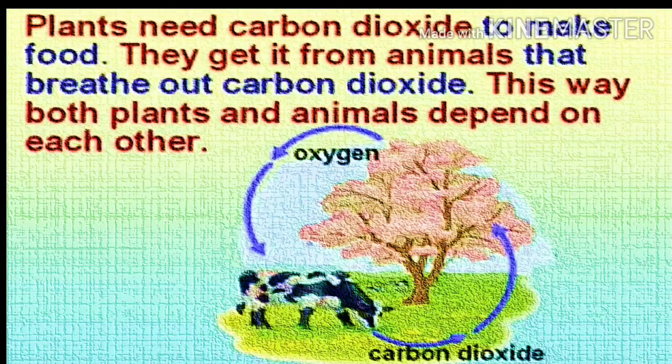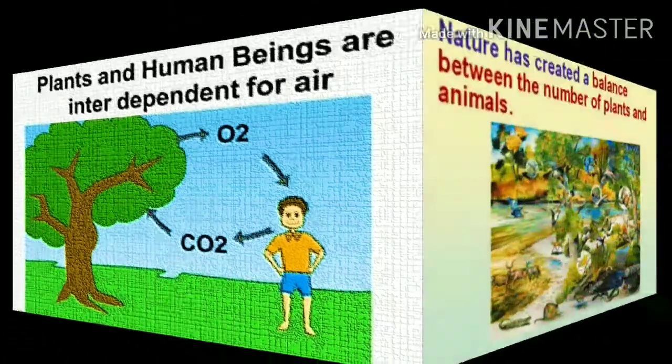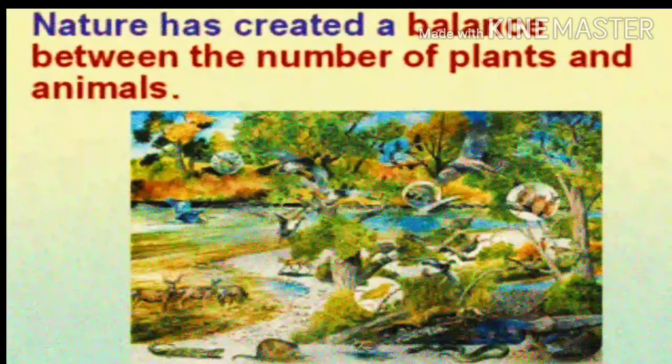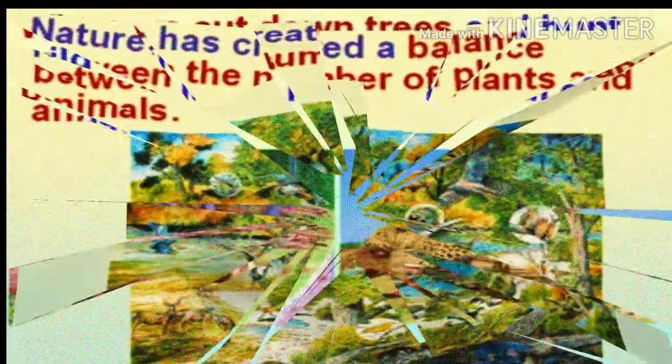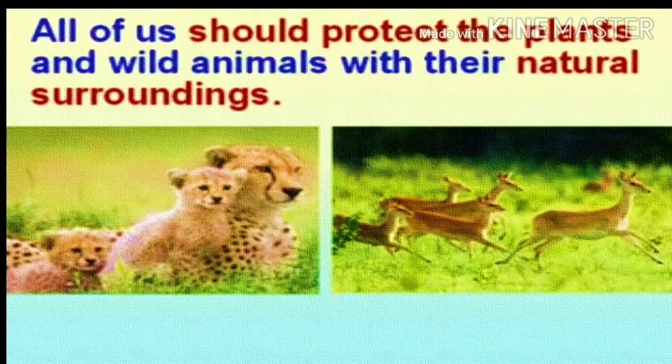To summarize, plants are very important for all of us, because plants and human beings are interdependent for air. Nature has created a balance between the number of plants and animals. When we cut down trees and hunt wild animals, we disturb this balance. It can have a harmful effect on us. So, all of us should protect the plants and wild animals with their natural surroundings.